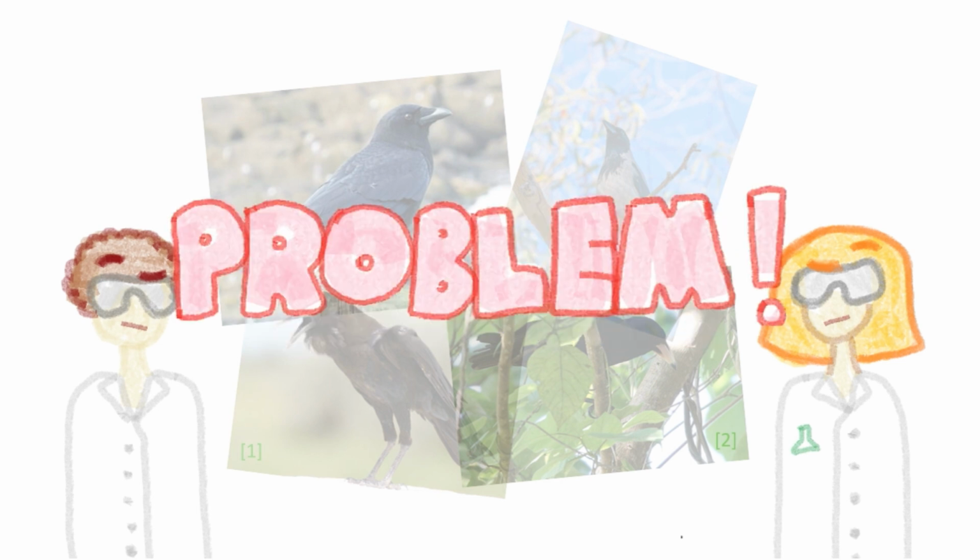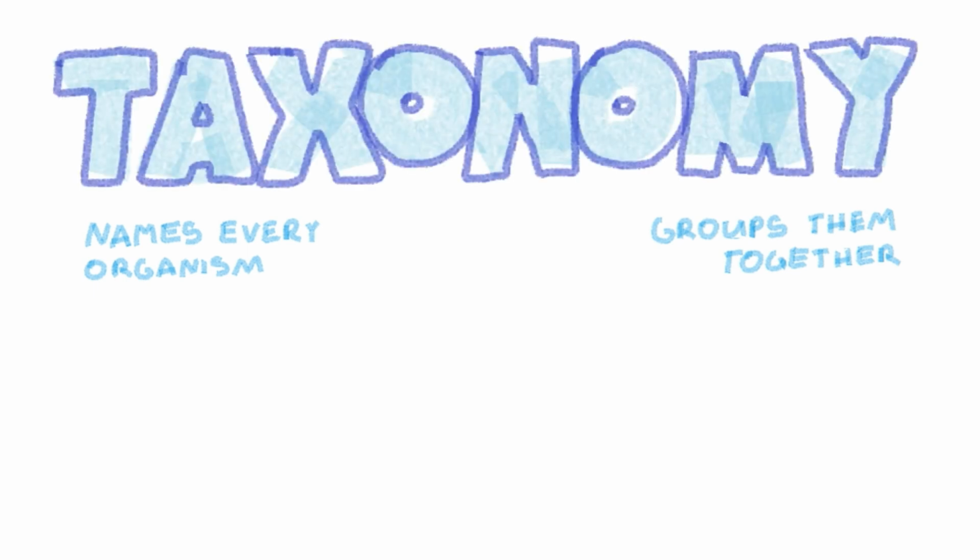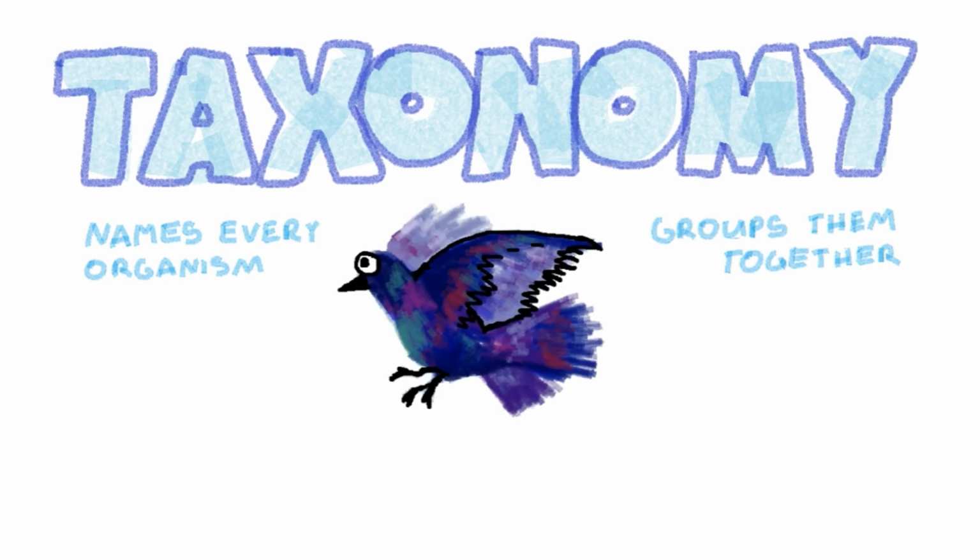Uh-oh. Looks like we made a mistake. See, problem is, they can't all be crows. So, we came up with a system that gives every single unique organism its own specific name and groups them by how they're related to each other. This system is called taxonomy, and it makes sure that we never have to get mixed up by this whole crow business ever again.